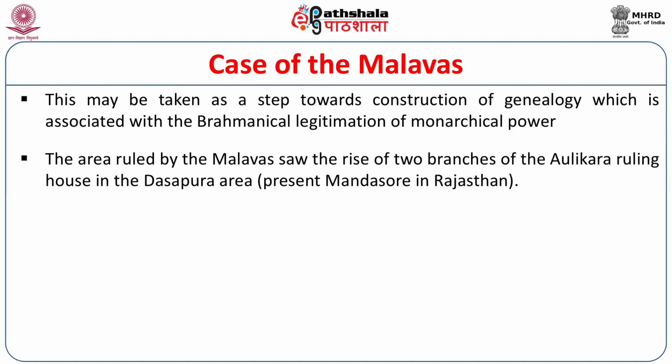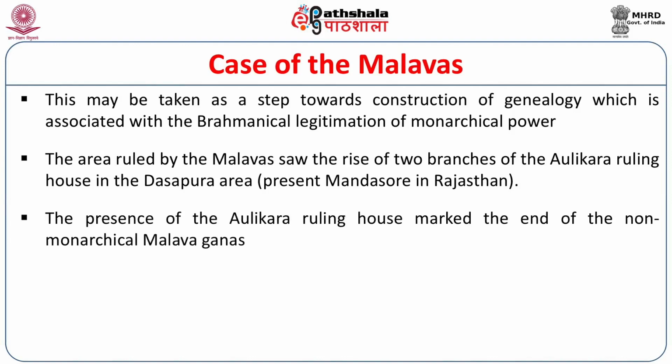Geographically, if we look, we find that the area of the Malavas saw the rise of two branches of monarchical powers, the Aulikara ruling house in the Dashapura area, which is present-day Mandsaur in Rajasthan. So the presence of the Aulikara ruling house marked the end of the non-monarchical Malavas. Thus this shift could finally be seen from non-monarchical power to monarchical.